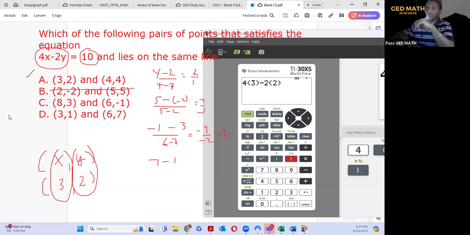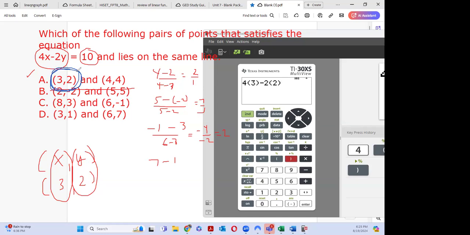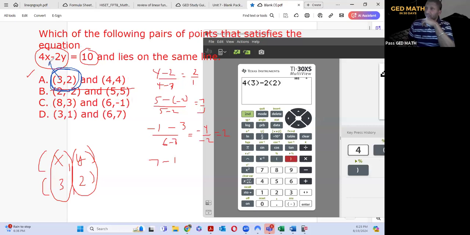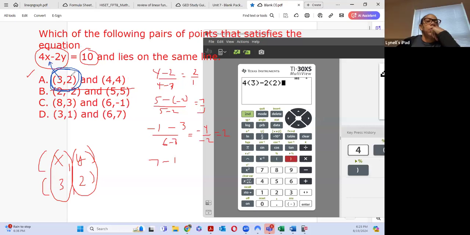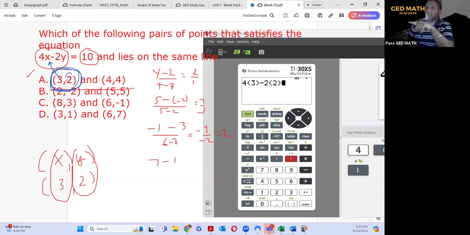Remember what I told you? From that first point, my x is what? My x is 3. So I'm taking that 3 and I'm plugging it right there as x. My y is what from this point? 2. So I'm plugging that in right there. So in my calculator, that's all I did. 4 times 3 minus 2 times 2. Now I just hit enter. Did I get 10? No.